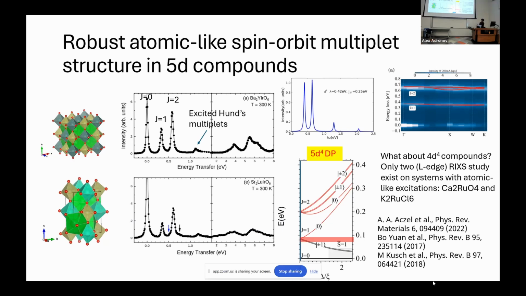All right, the question is, what about 4d? So far there have been only two studies, calcium ruthenate and potassium ruthenium chloride, on d4 systems that actually show something like sharp atomic-like transitions that you can model. There are two other compounds, ruthenium dioxide and I think calcium ruthenate 327, that show quite a broad spectrum, which you can't even model.